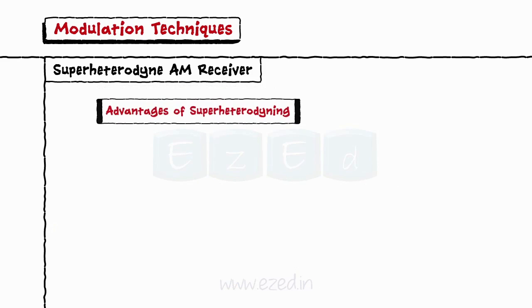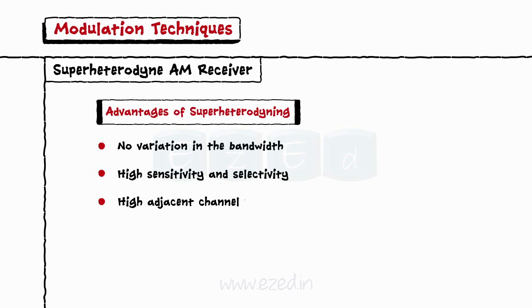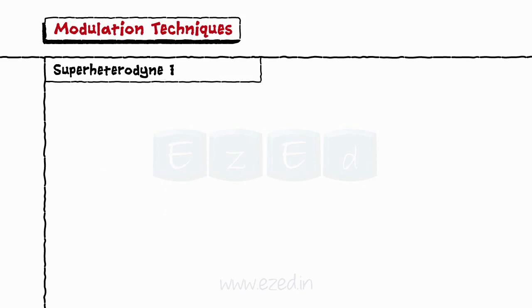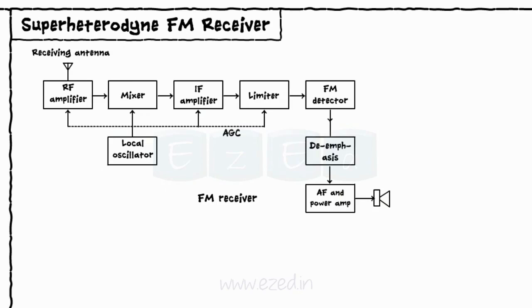The advantages of superheterodyning are no variation in the bandwidth, high sensitivity and selectivity, and high adjacent channel rejection. We will see the superheterodyne FM receiver. The block diagram of an FM receiver is as shown.